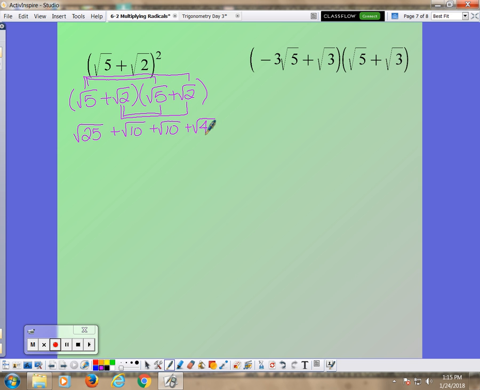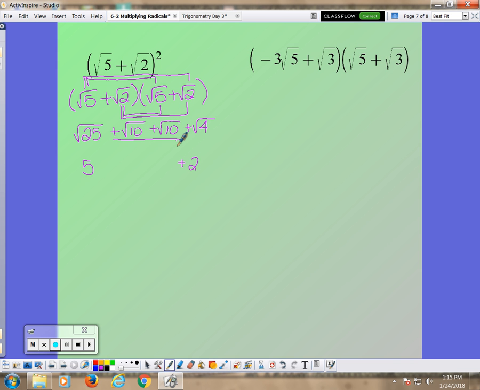Well, the square root of 25 is 5. The square root of 4 is 2. And ladies and gentlemen, right here, those are like terms. They have the exact same number as the radicand. They have the exact same index number.